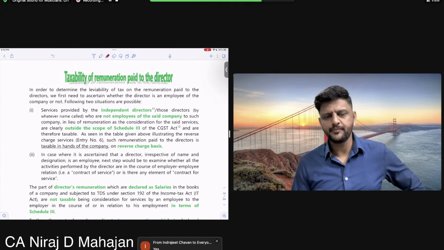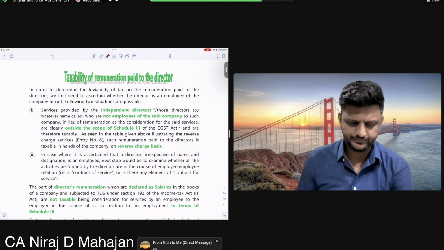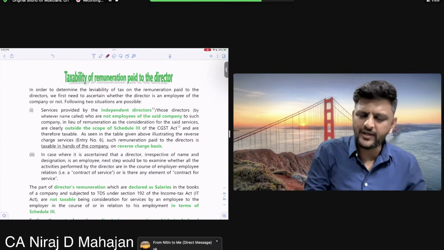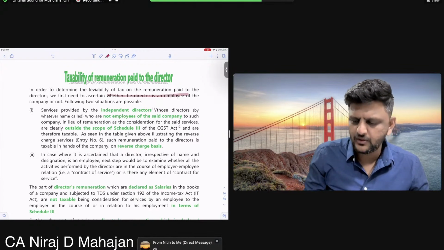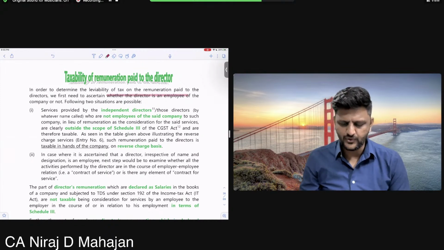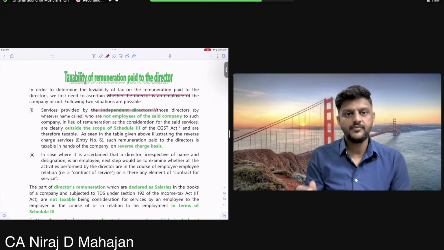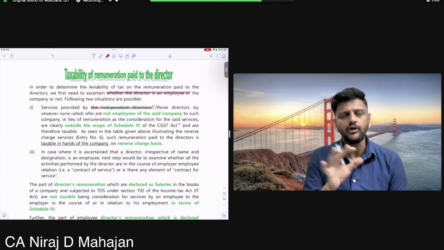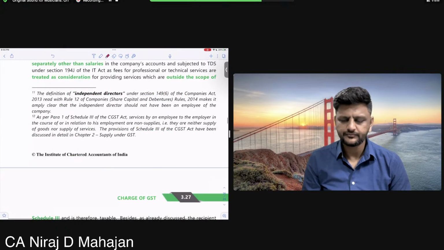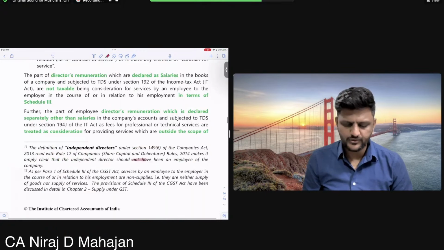So taxability of remuneration paid to a director. Pay attention. In order to determine the liability of tax on the remuneration paid to directors, we must first ascertain whether the director is an employee or not. Two following cases we have to look into. Service provided by the independent directors, meaning those who are not full-time directors of the company. Independent directors are not employees of the company.